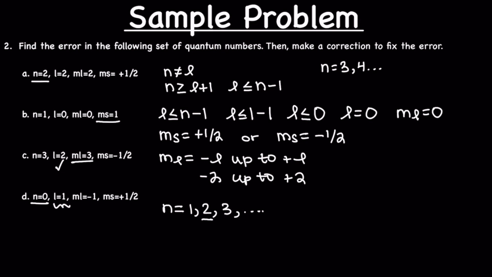Because if L is equal to 1, n needs to be at least one number bigger than L. So if n equals 2, L could equal 1. ML would be the range from -1 up to +1, so that works. And MS being +1/2 also works as well.